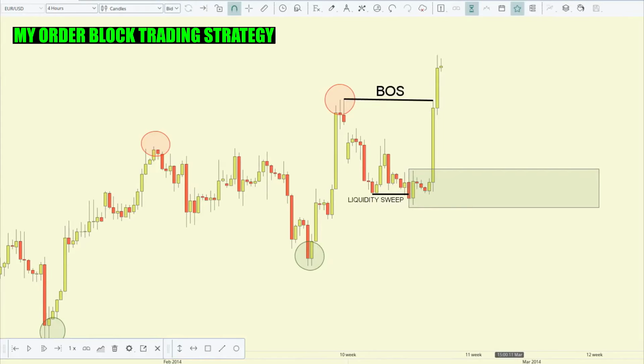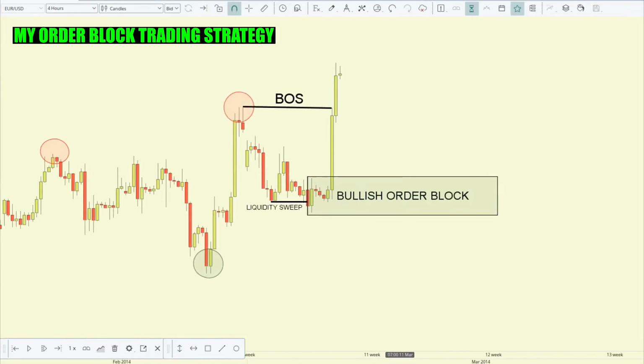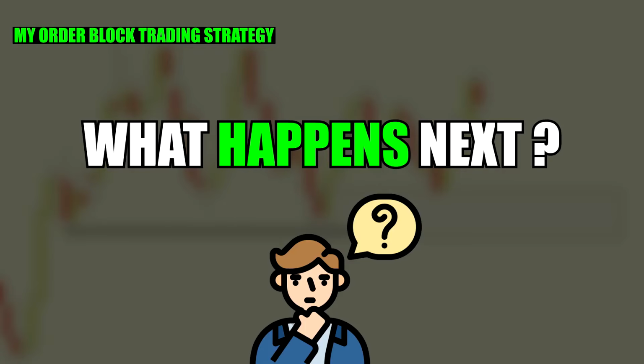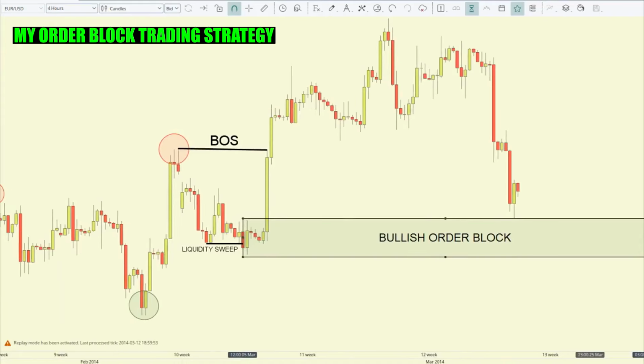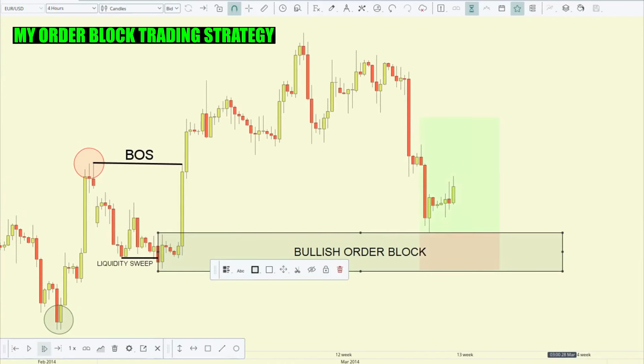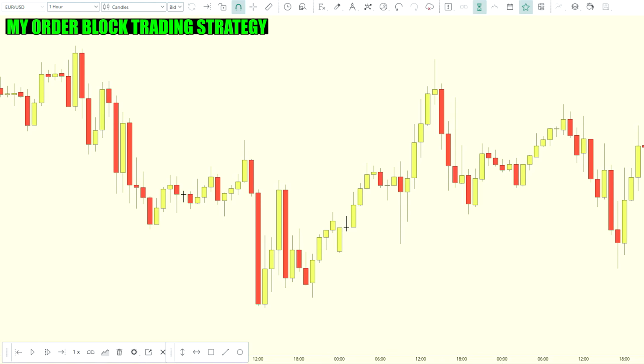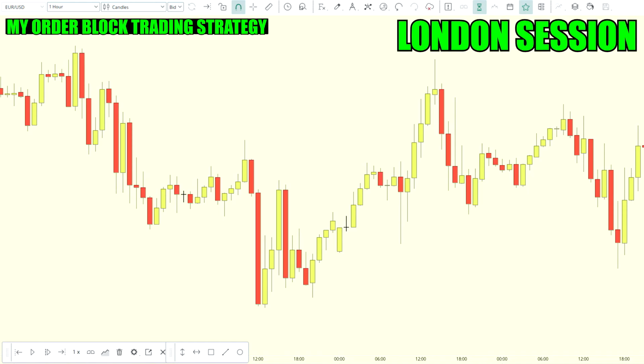Now all that's left is to mark out the order block zone on your chart and watch how price behaves as it returns to that level. So what happens next? Price comes back to the zone, reacts with bullish momentum, dips slightly deeper into the block, and then pushes aggressively higher, breaking structure again and continuing with the prevailing trend. Now we're going to take it further. We're now inside the London session, and it's time to apply the strategy.